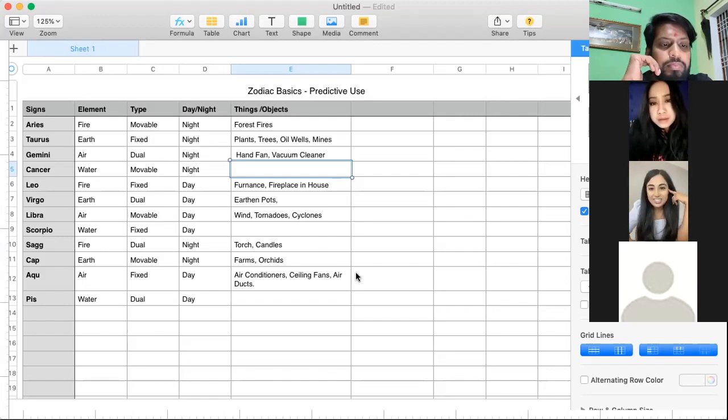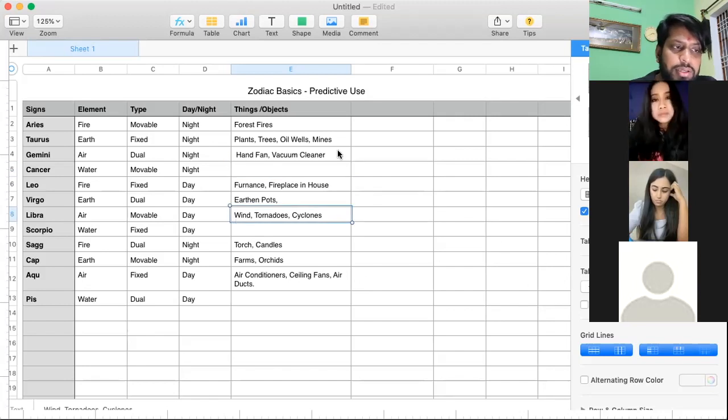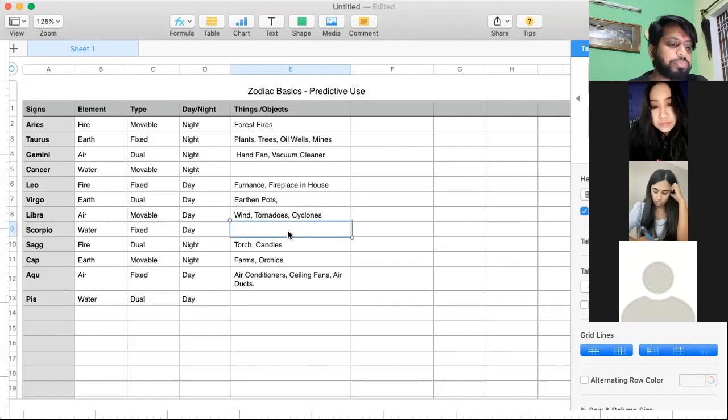Would lake be fixed? Lakes and ponds are fixed, correct, because their water doesn't move that much. The volume of the lake is almost the same. They don't have very strong currents in them. You can easily go and swim in the lakes, correct? They are not very deep also. So that's why lakes and ponds are the fixed water elements. So where we have water fixed, Scorpio. Lakes, ponds.